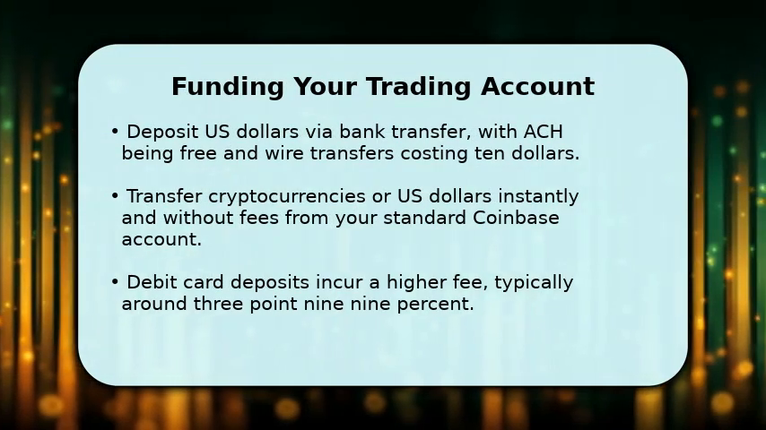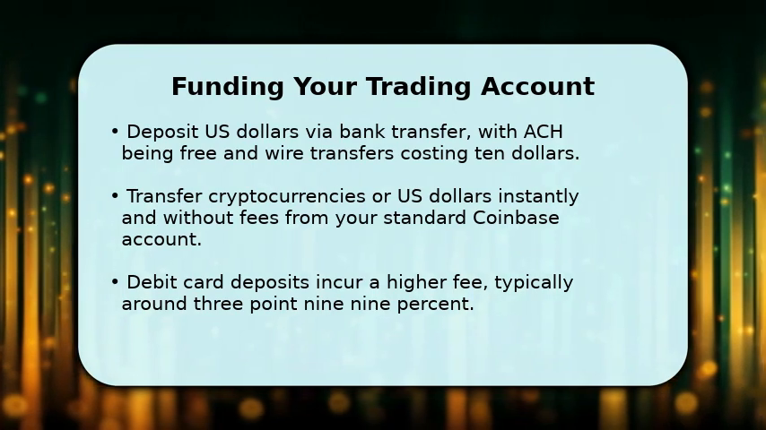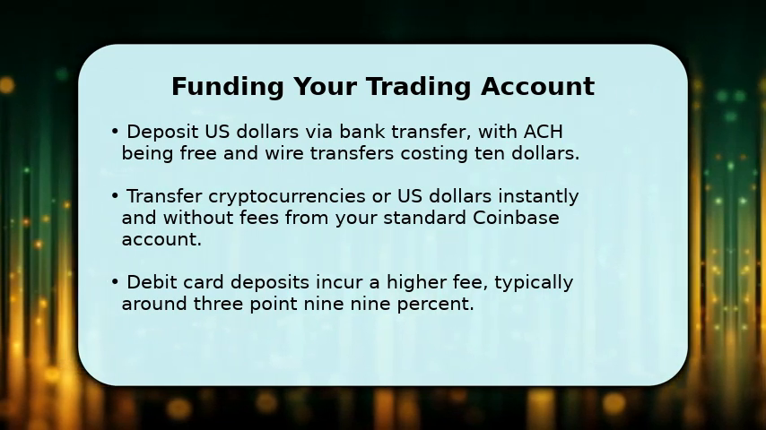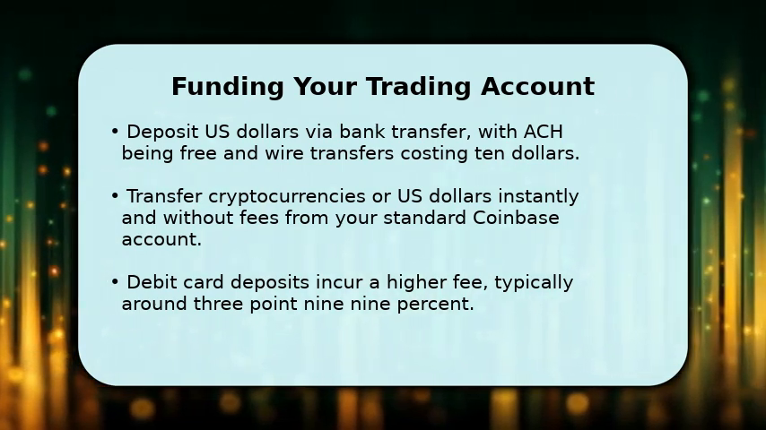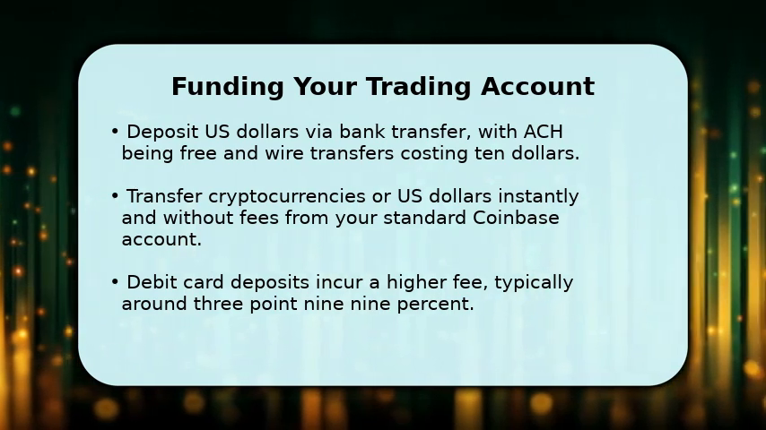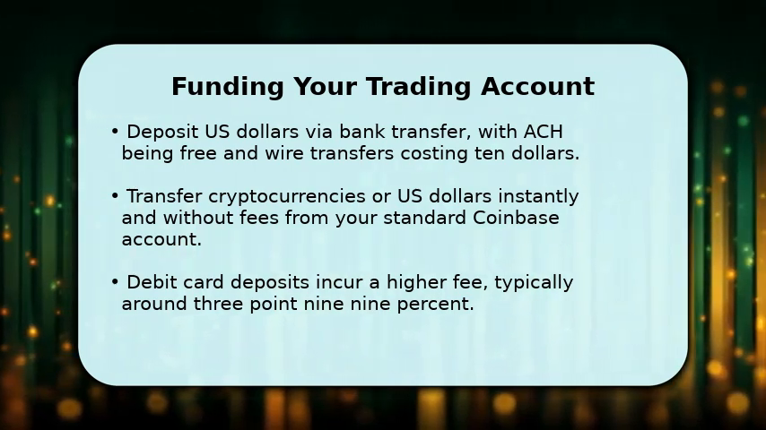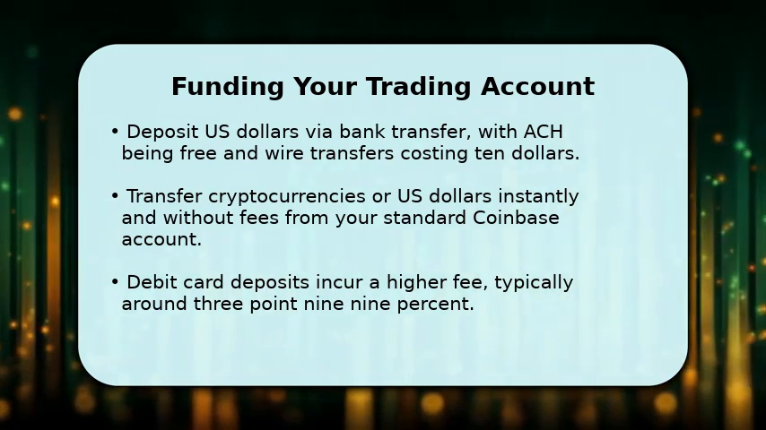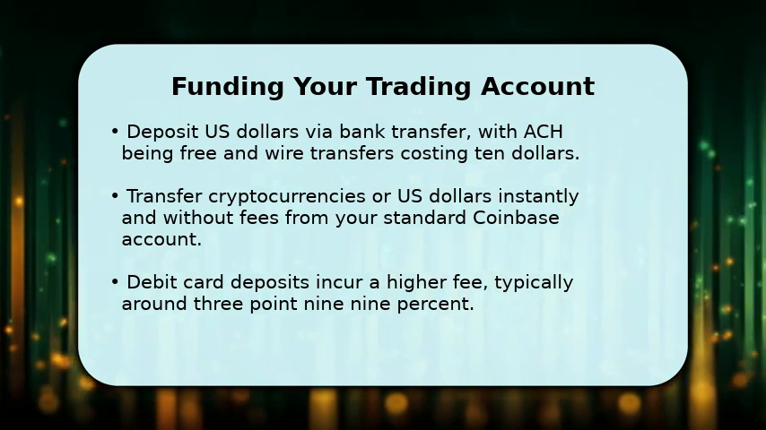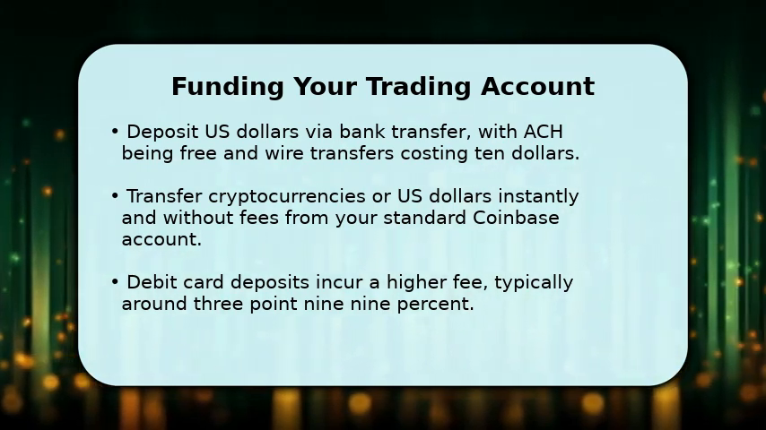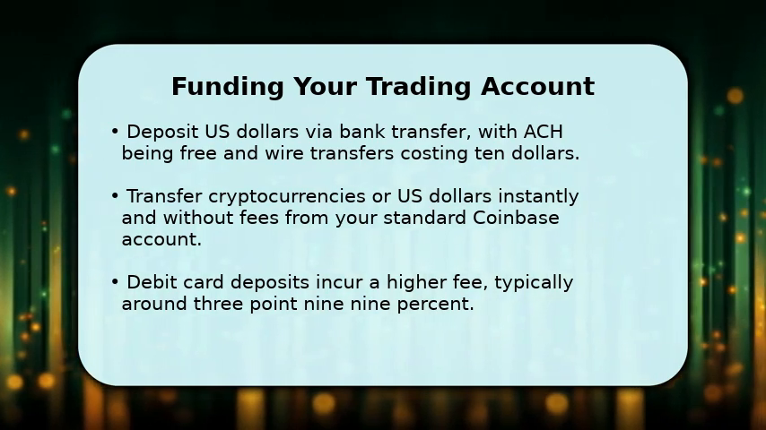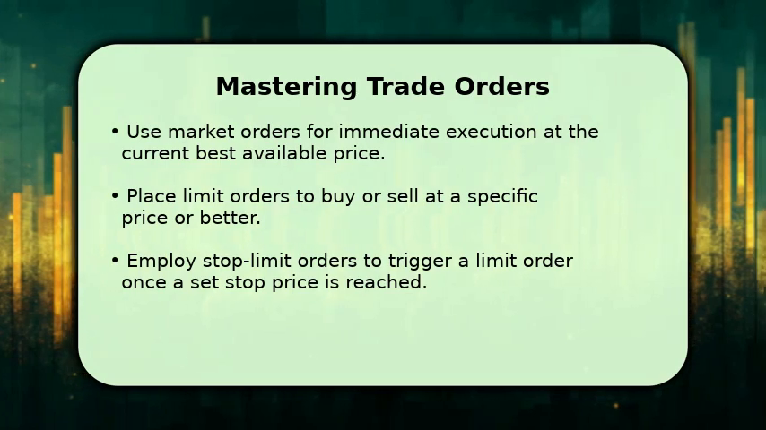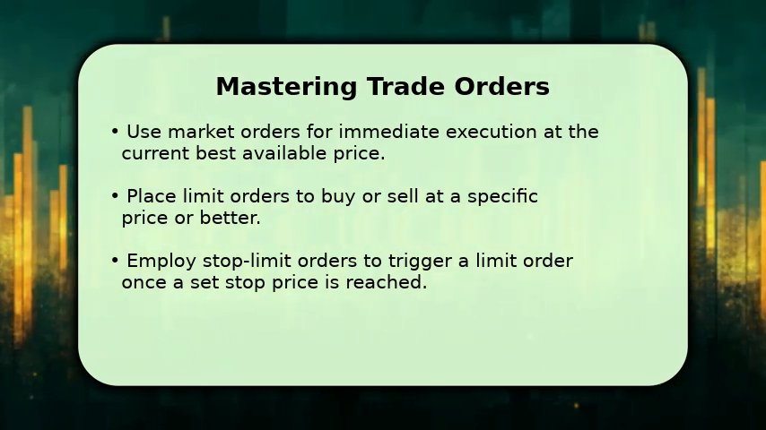Once logged in, funding your account is straightforward. You can deposit US dollars directly from your bank account. ACH transfers are free, while wire transfers typically cost $10. A popular and free option is to transfer existing cryptocurrencies or US dollars instantly from your standard Coinbase account. Be aware that using a debit card for deposits usually incurs a higher fee, often around 3.99%, so bank transfers are generally more economical. Coinbase Pro offers several order types to give you greater control over your trades.